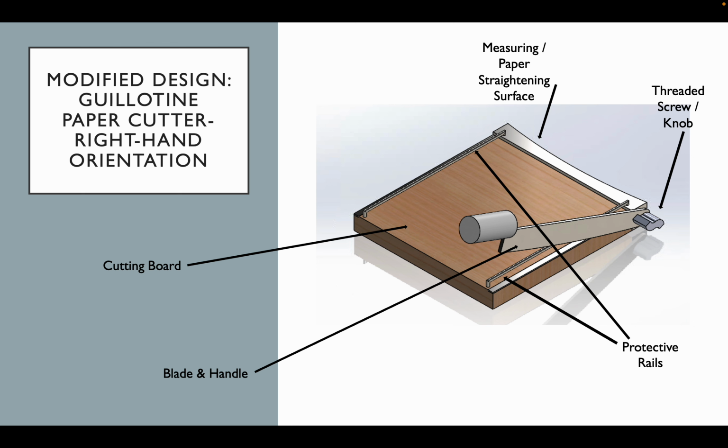Here's the modified design I made using SolidWorks of the Guillotine Paper Cutter. This is the right hand orientation, but the main feature I'm going to be focusing on is the threaded knob that I added that connects to the blade and then attaches into the cutting board. There is a hole on the other side of the cutting board that allows for the blade to be mounted using this knob on the other side. And so, as you can see, there's protected rails on both sides, and it's a symmetrical design.